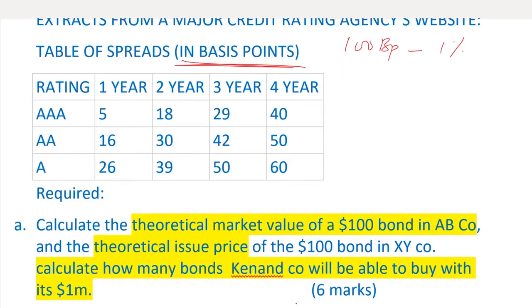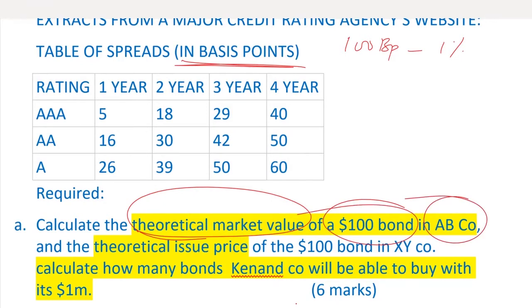So the examiner has given us this. Now, what's the illustration? He says calculate the theoretical market value. Okay, that's the market price based on theory of a $100 bond. This is the nominal value in ABCO. So he wants us to calculate the market price of ABCO bonds. And he also wants us to calculate the theoretical issue price of a $100 bond in XYCO.